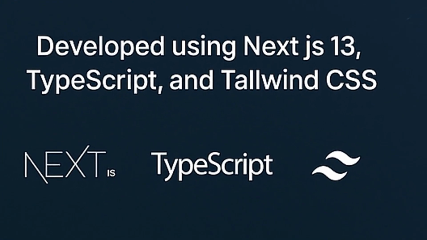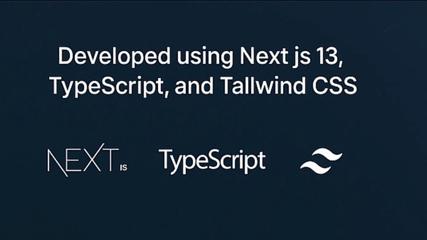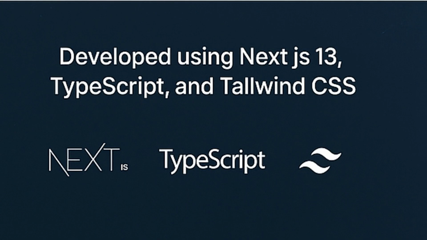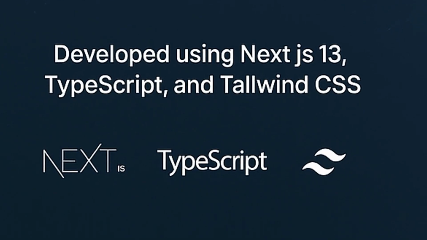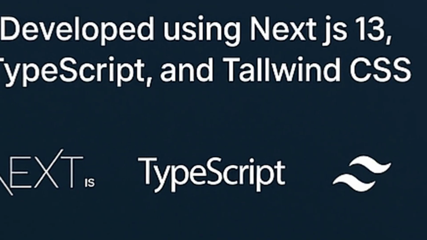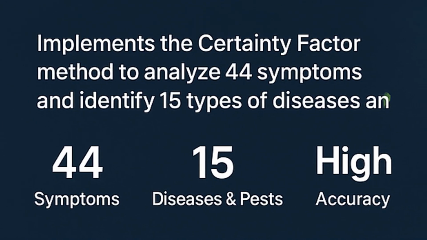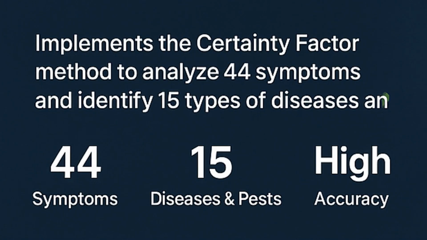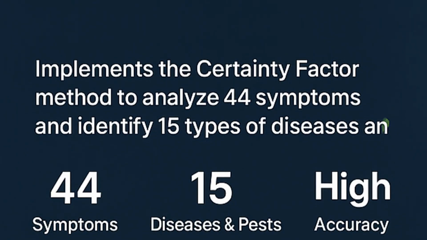Next, the material of our innovation. The cocoa plant disease diagnosis system is a web-based expert system application developed using Next.js 13, TypeScript, and Tailwind CSS to assist farmers and agricultural practitioners in identifying disease and pests in cocoa plants. The application implements the certainty factor method to analyze 44 comprehensive symptoms and identify 15 types of disease and pests with a high level of accuracy.